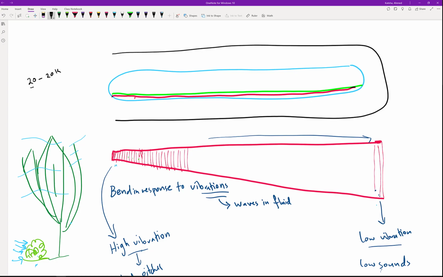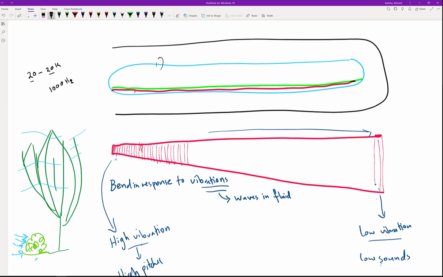20 is the lowest, 20K is the highest. So let's assume that someone is talking or we are listening to something and that thing is giving frequencies of 1000 hertz. Let's assume that 1000 hertz we will hear it in this region. What does it mean that we will hear it in this region? It means that those fibers will bend only to vibrations resulted from 1000 hertz.